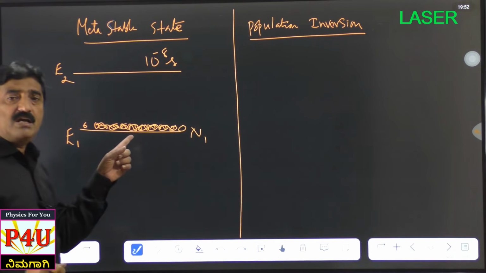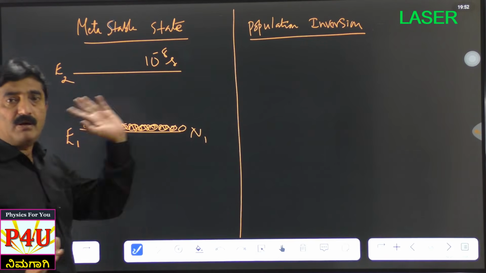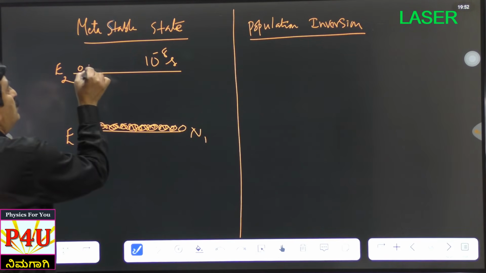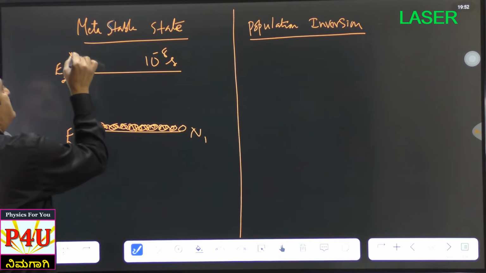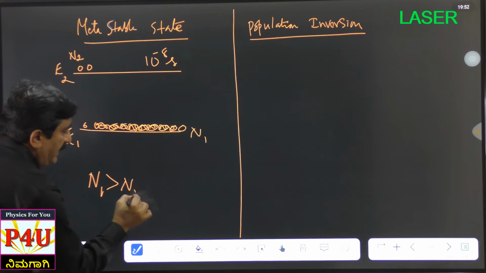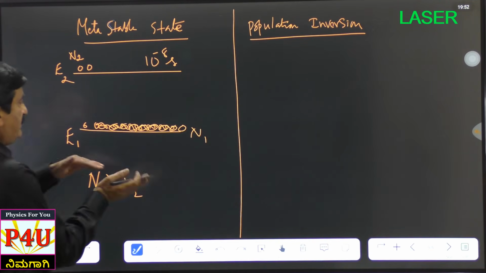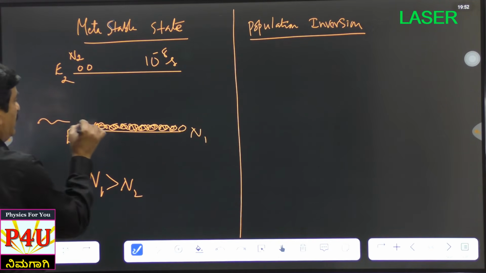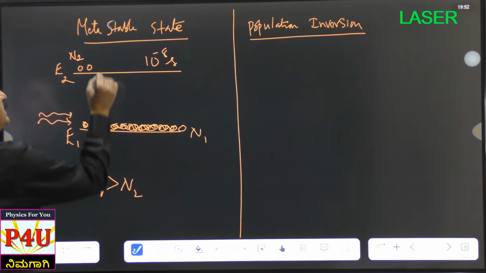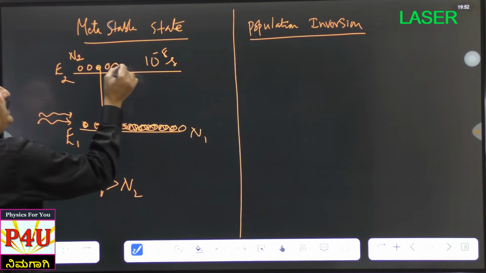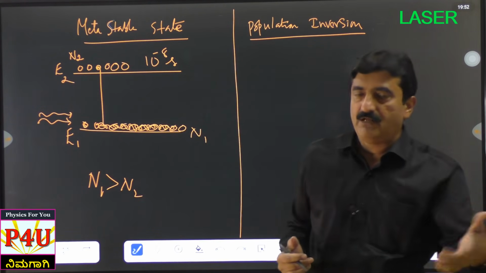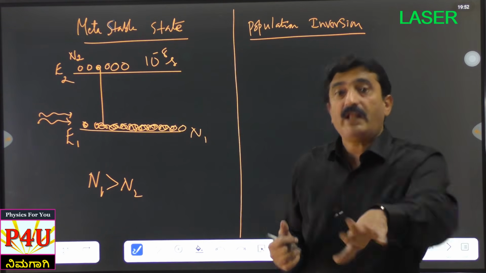Look, here there will be a huge number of atoms. Here there may be atoms, there may not be atoms, even if there are, there will be one or two. I call this N2. So N1 is always greater than N2. Suppose I send radiation, then atoms will absorb the radiation and go to the higher level. Slowly the number of atoms in the higher level increases. And that is what I want.